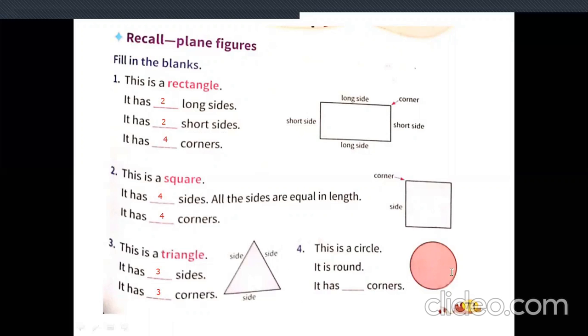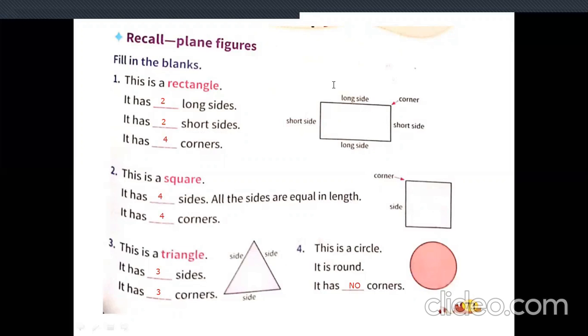What is this? This is a circle. It is round. It has no corners. You can say 0 corners also. So in basic shapes we have seen rectangle, square, triangle, circle.